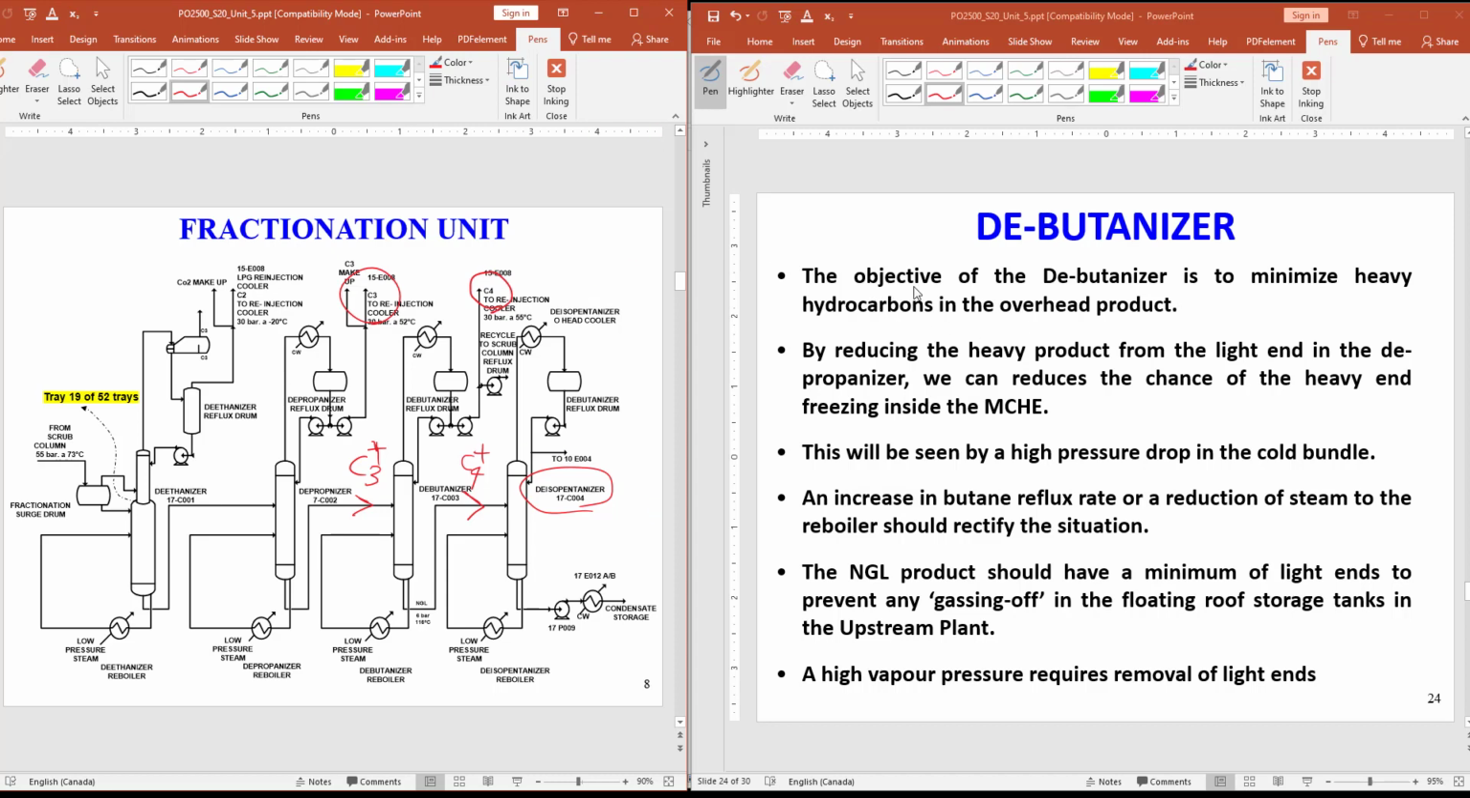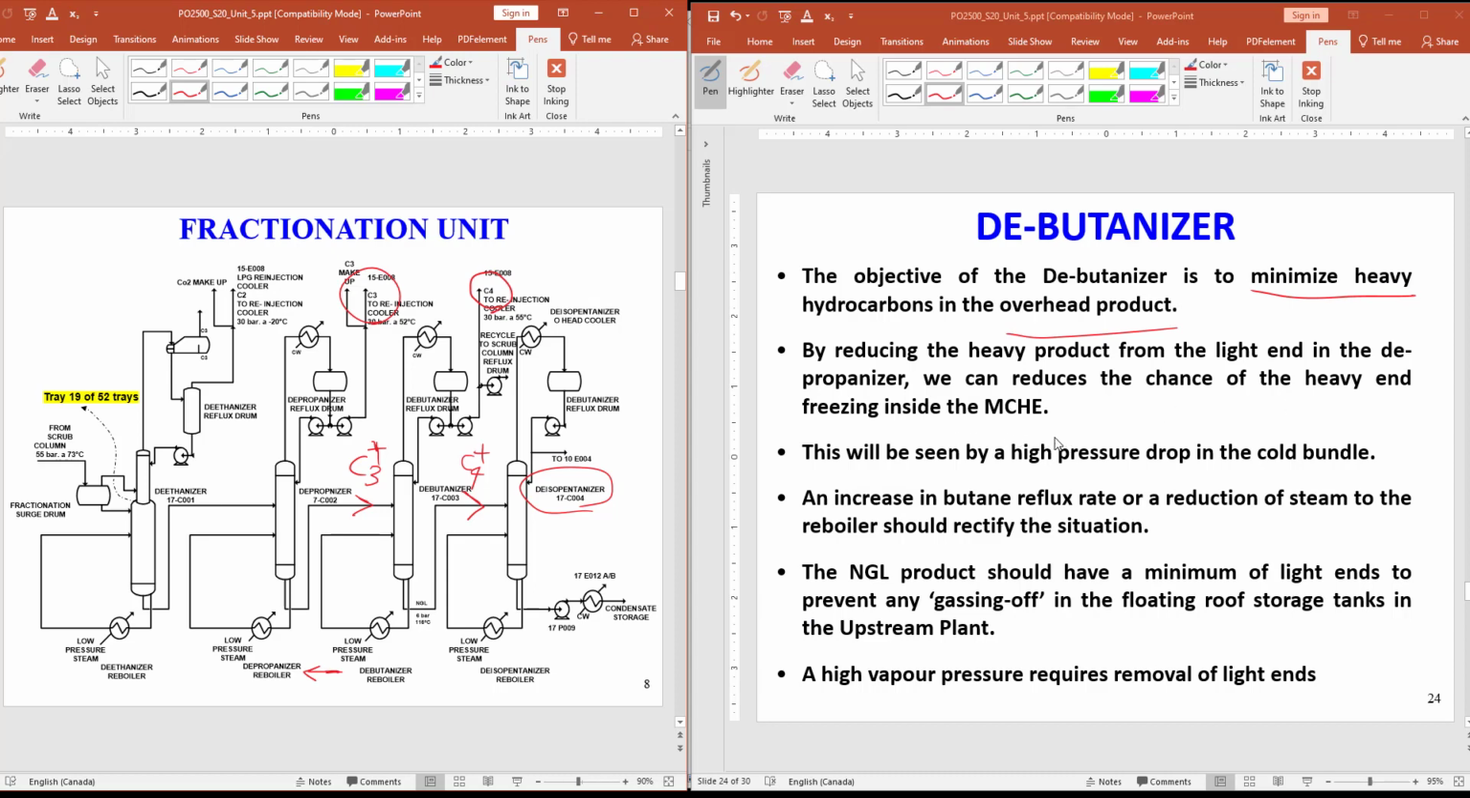The objective of the debutanizer is to minimize the heavy hydrocarbons in the overhead product. We want only butane at the top; anything heavier than butane we want to go to the bottom. By reducing the heavy products from the light end in the De-propanizer, which is this unit here, we can reduce the chance of the heavy end freezing inside.